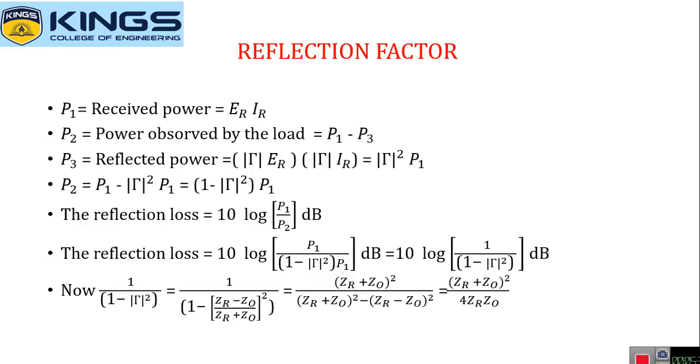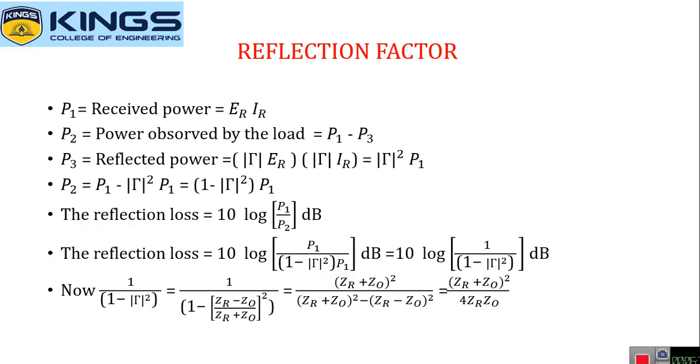So in the circuit, I already explained. P1 and P2 are absorbed, and the balance P3 is reflected. The absorbed power means whatever we transmitted minus whatever is reflected by the load. That difference is the power absorption. So P2, the power absorbed by the load, is equal to whatever we transmitted, P1, minus whatever is reflected by the load, P3. So P1 minus P3 is called P2.